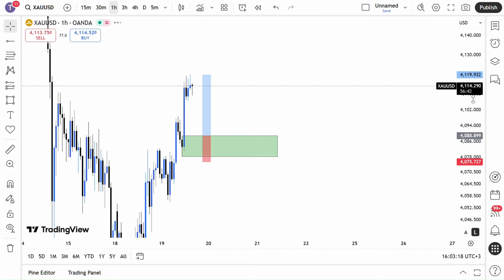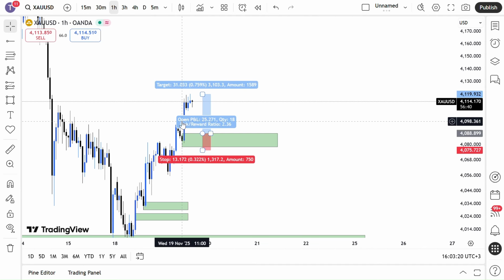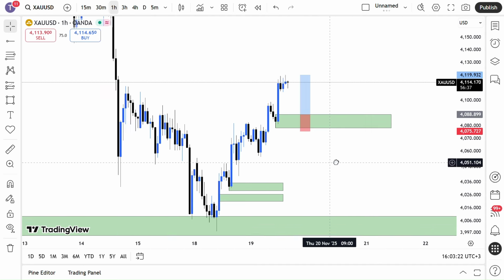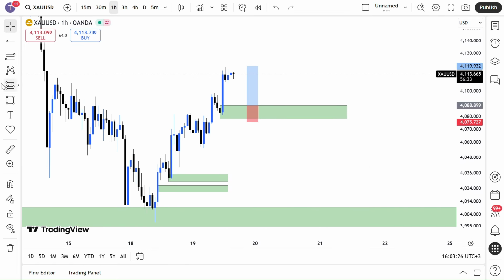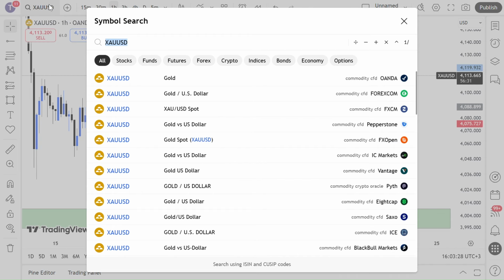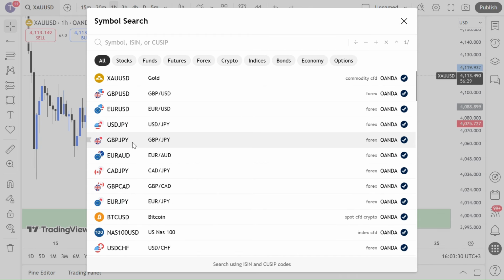I expect price to come to fill in this fair value gap before we take any trade setups to the upside. So I also have GBP JPY.